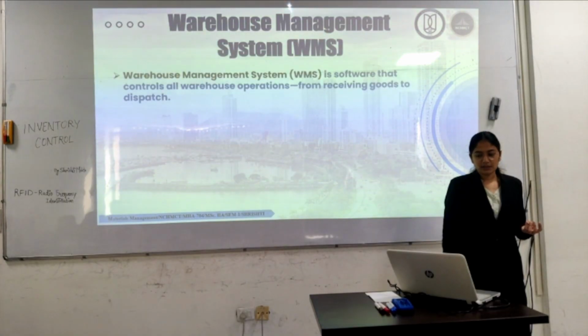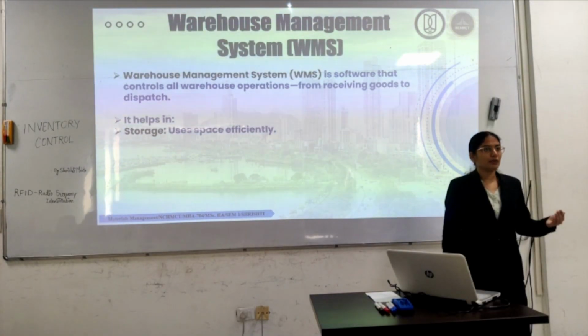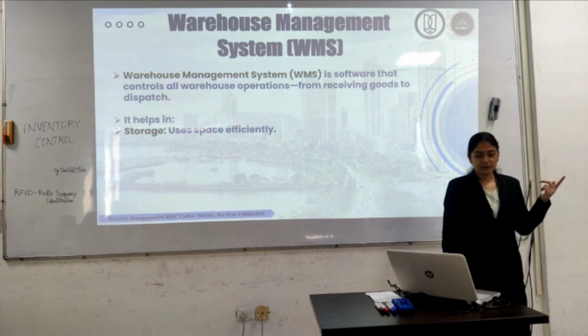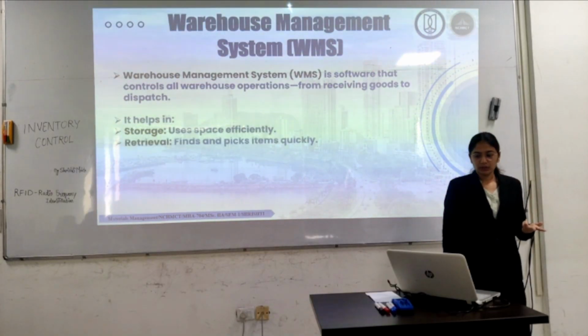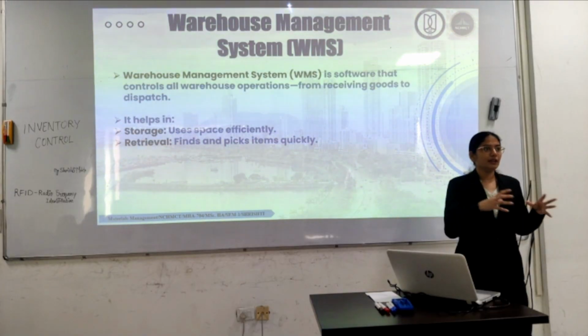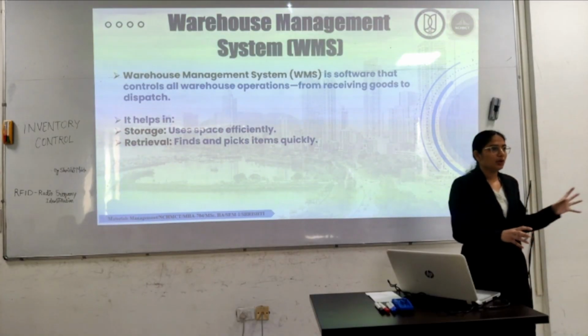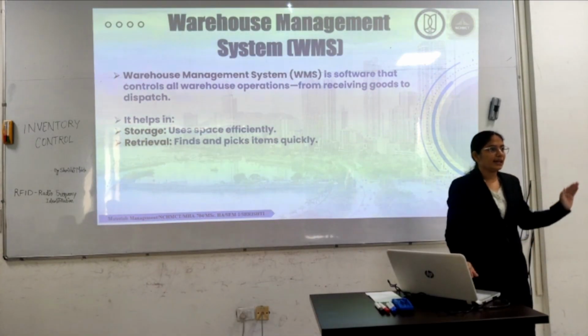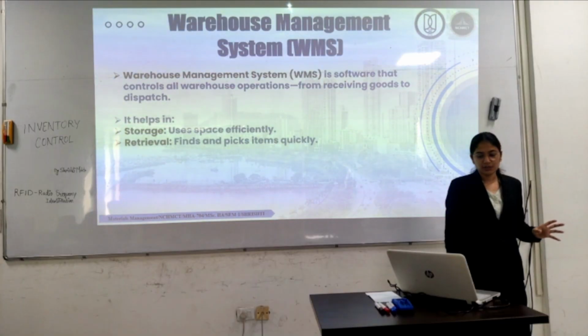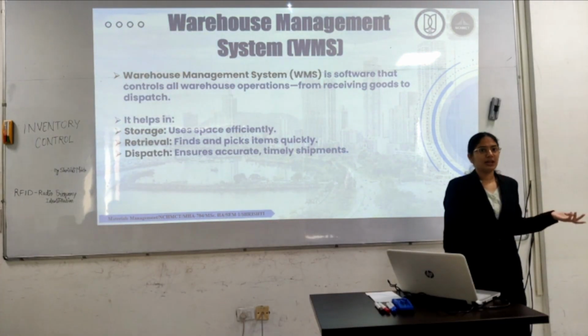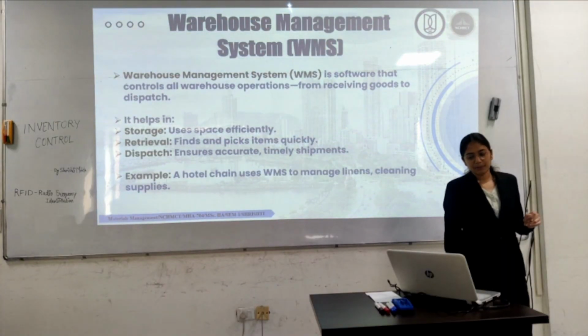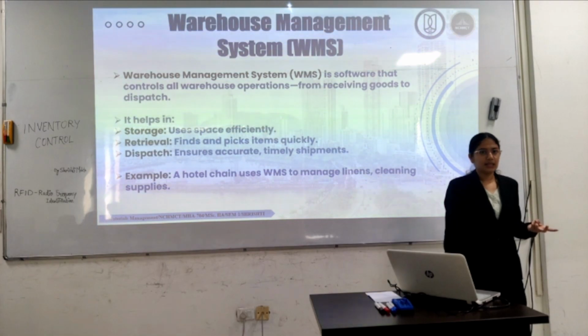First is receiving and storage, like from procurement, then we store. Then retrieval, like where to find and where to keep the item in the warehouse, what item needs to be kept where in racks, different categories of items. And then dispatch, like where to dispatch, what items need to be dispatched, and how much quantity needs to be dispatched. For example, a hotel chain uses a warehouse management system for linens and cleaning supplies.